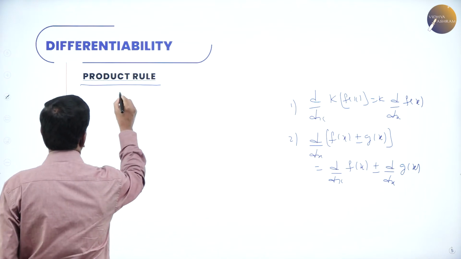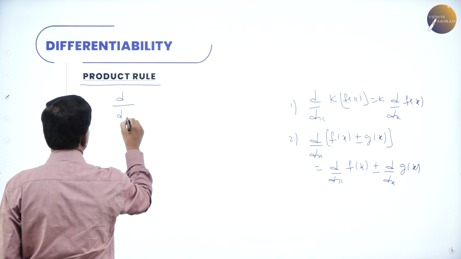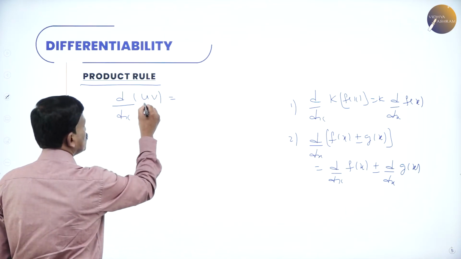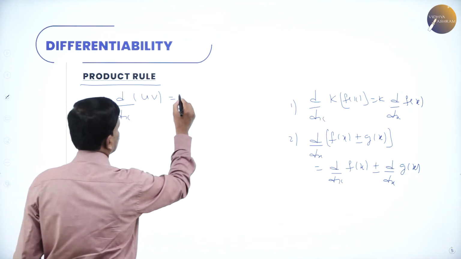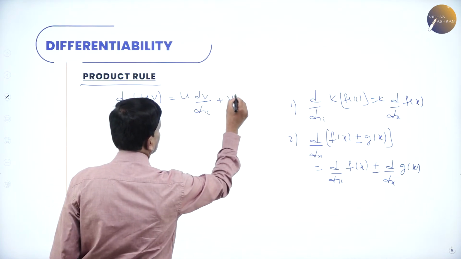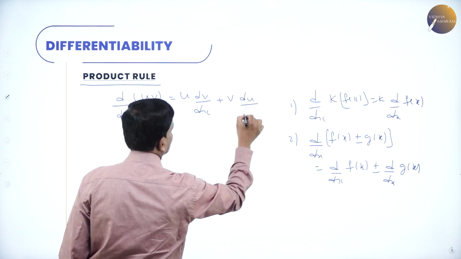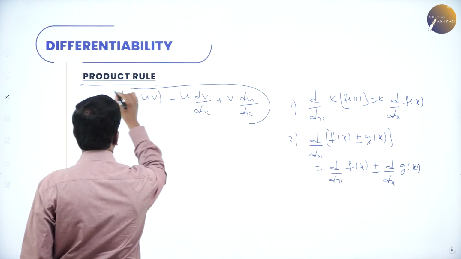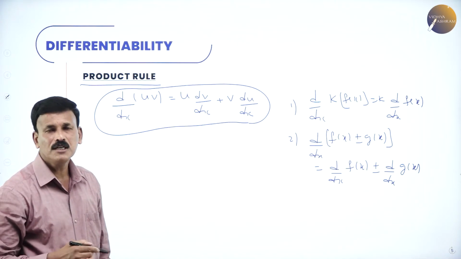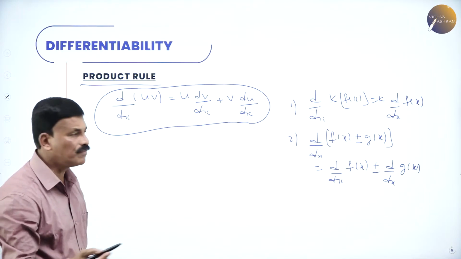What is the product rule? d by dx of u into v. Here u is the first function, v is the second function. First function u constant, derivative of the second function, plus second function constant, derivative of the first function. This is called your product rule: first function into differentiation of second function plus second function into differentiation of first function.